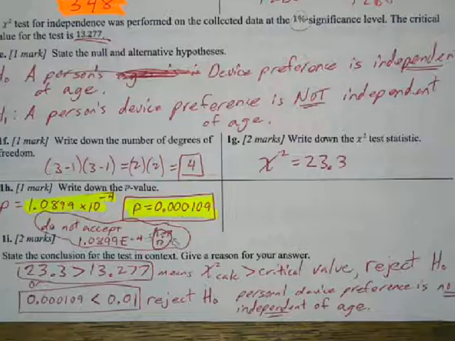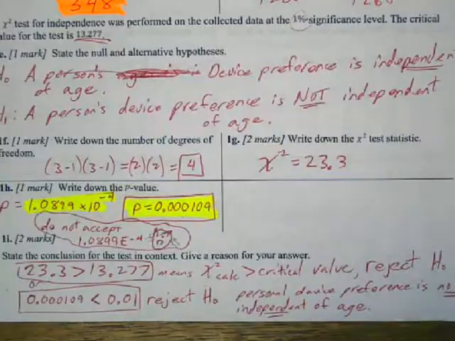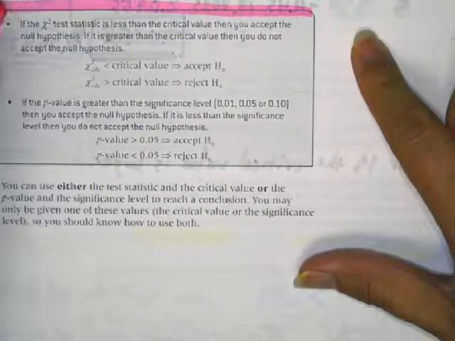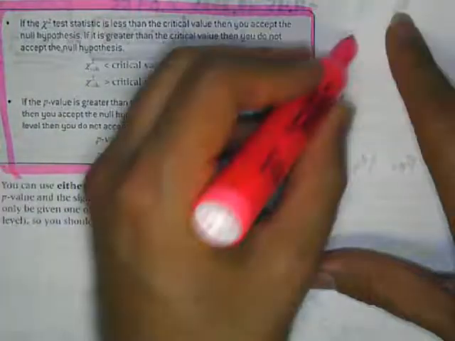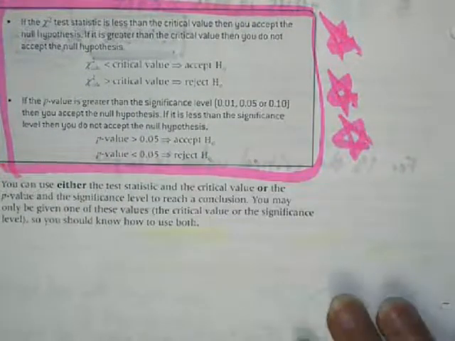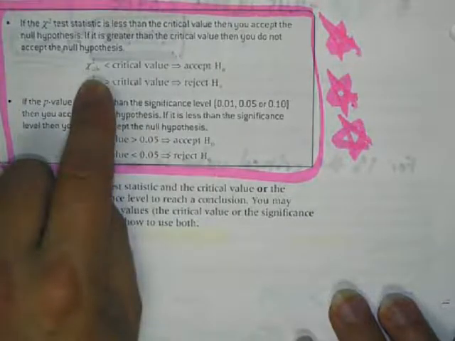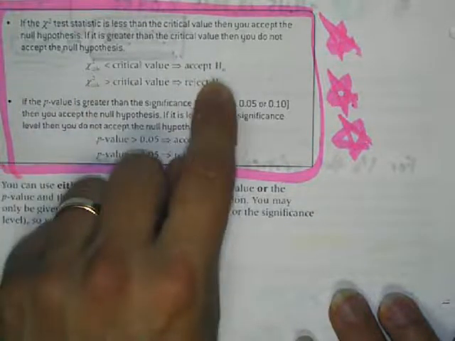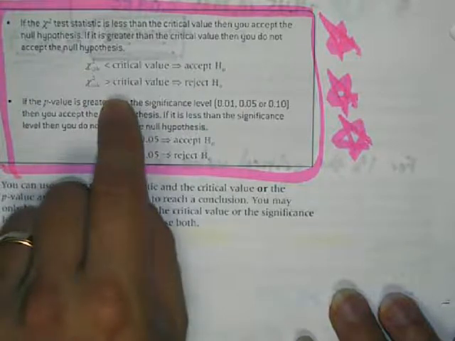Then we compare it to our table from 8C, which helps us determine whether or not to accept the null hypothesis. If my calculated value is less than the critical value, we accept. If the calculated value is greater than the critical value, we reject.